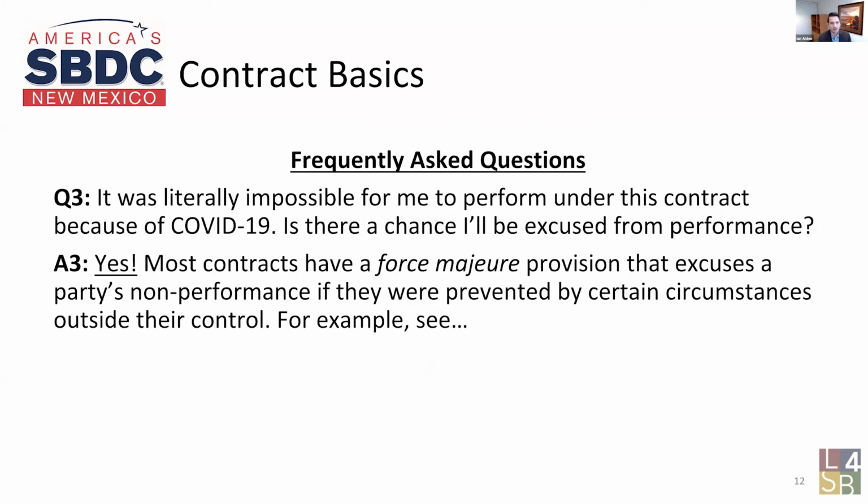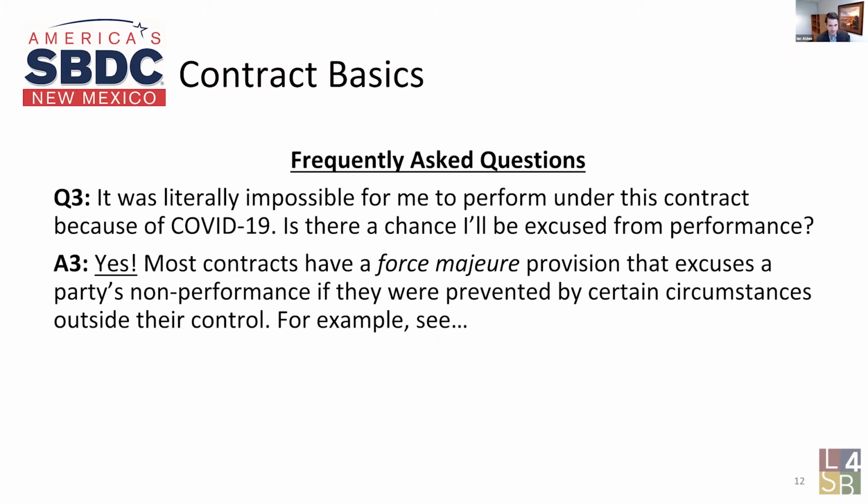Oh, and then question three is kind of a late add, but it was literally impossible for me to perform under my contract because of COVID-19. Is there a chance I can be excused from it? And the answer is yes, there's a chance. Most contracts have what's called a force majeure provision, which a lot of people think of as the acts of God clause.